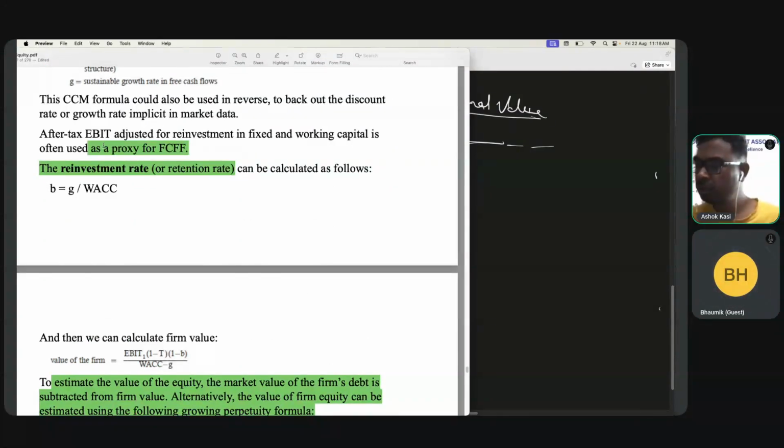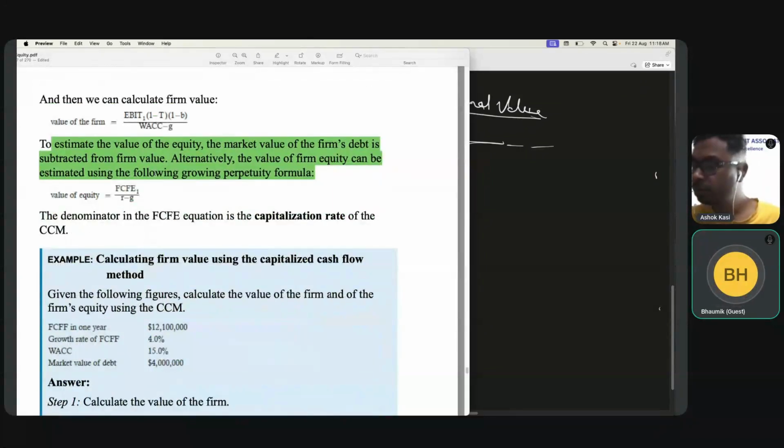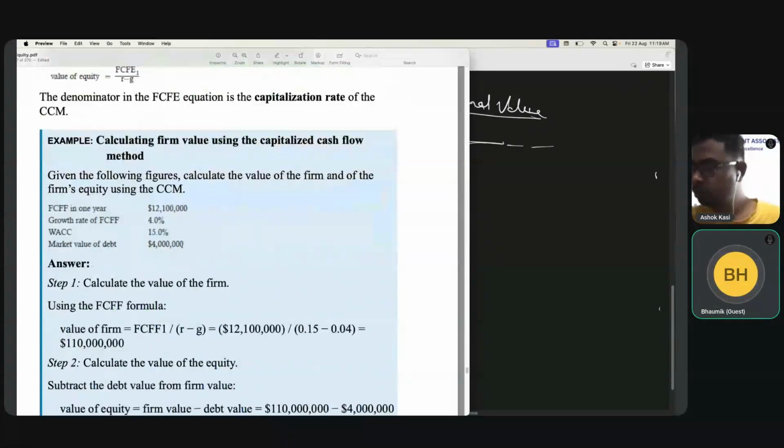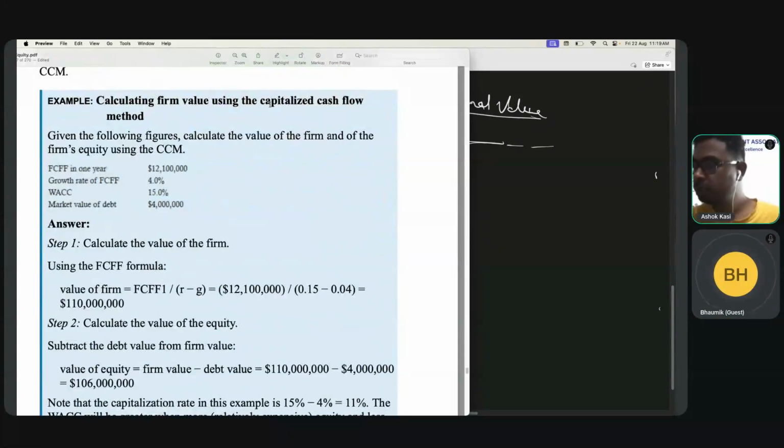Proxy is not needed. Wherever you see proxy, you can leave it. They will not ask you proxy kind of thing. This is again the value of equity. So expected FCFE divided by R minus G instead of WACC. This is a very simple sum. Capitalized cash flow method.